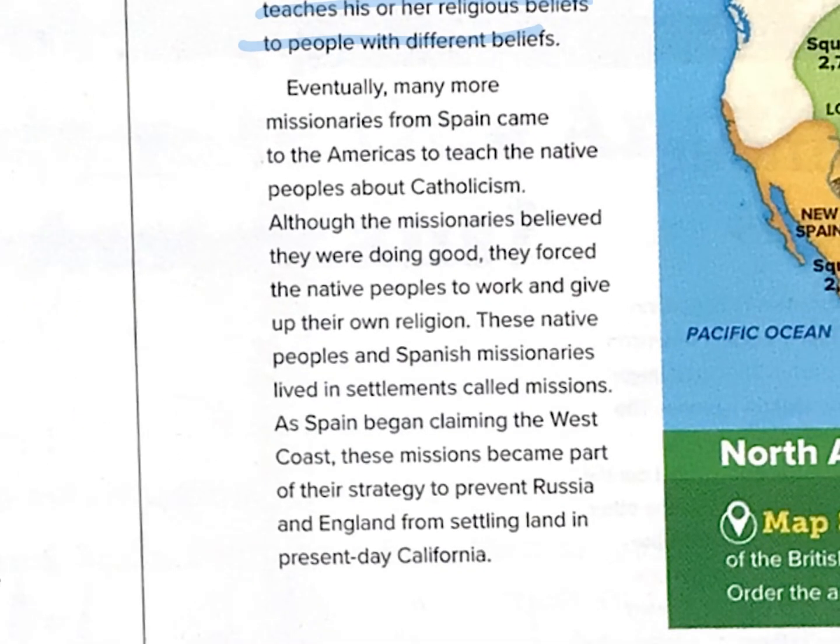Eventually, more missionaries from Spain came to the Americas to teach the native peoples about Catholicism. Although the missionaries believed they were doing good, they forced the native peoples to work and give up their own religion. These native peoples and Spanish missionaries lived in settlements called missions. As Spain began claiming the West Coast, these missions became part of their strategy to prevent Russia and England from settling land in present-day California.